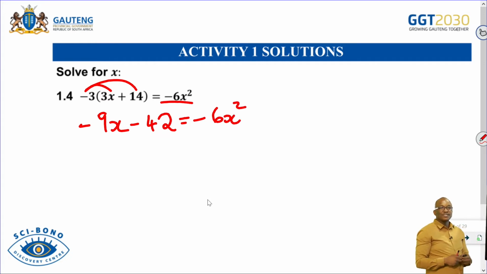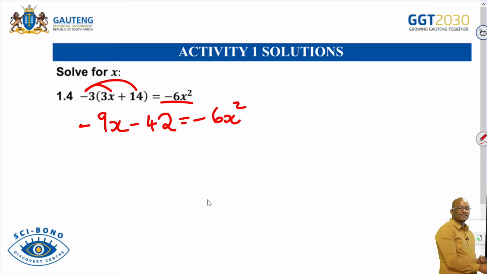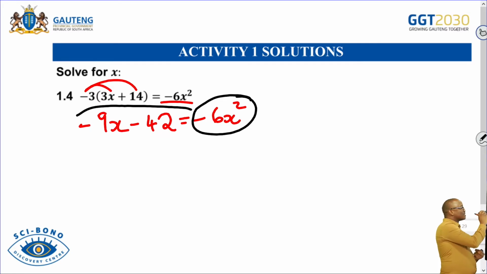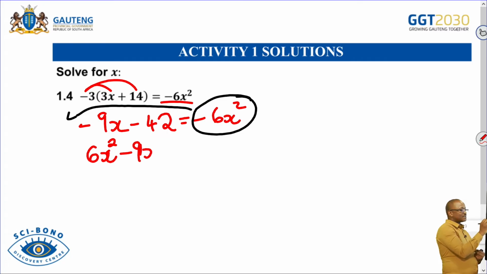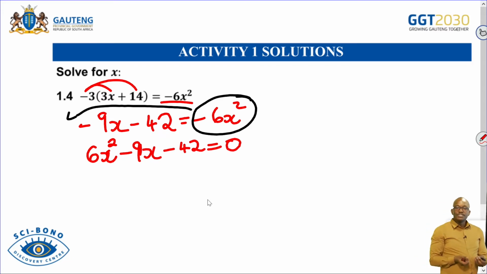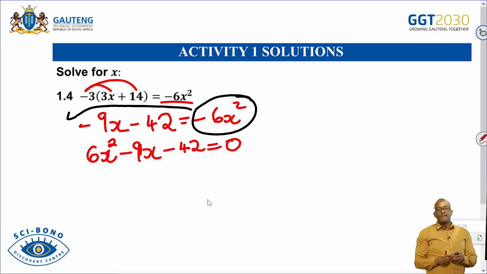Our equation is not in the standard form. How do we put it in the standard form? I will take -6x squared and transpose it. And as you transpose it, it must be in a standard form. Remember, in the descending order of x, you start with x squared, x and a constant. So we're going to have positive 6x squared minus 9x minus 42, it's equal to 0. Then now our equation is equal to 0.